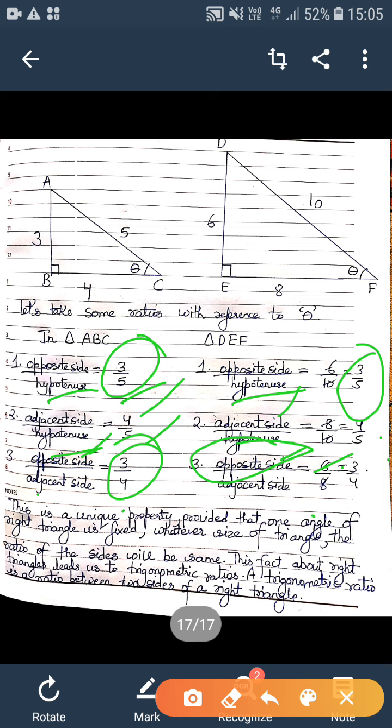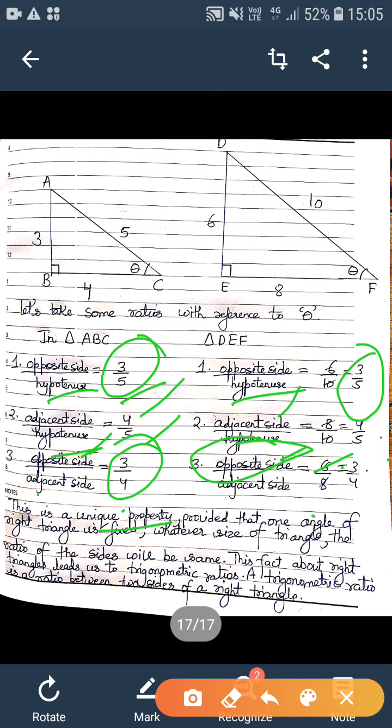So we can see that because they are two similar right triangles, the ratios of these sides are the same. This is a unique property. Provided that one angle of a right triangle is fixed, whatever the size of the triangle, the ratio of the sides will be the same. So this fact about right triangles leads us to the trigonometric ratio.